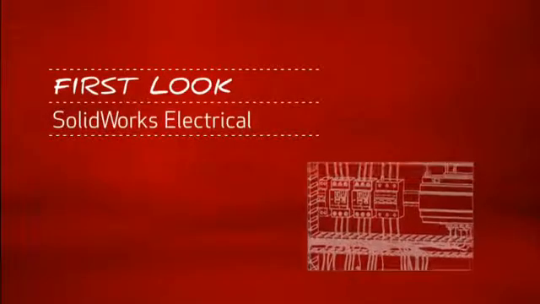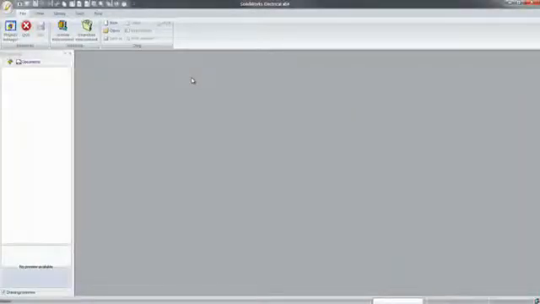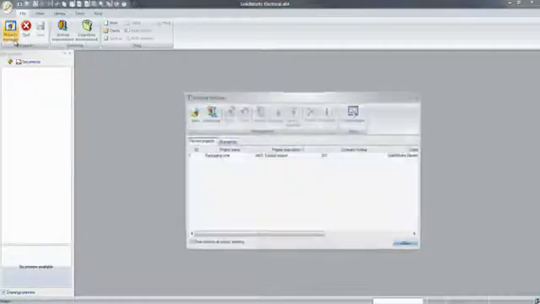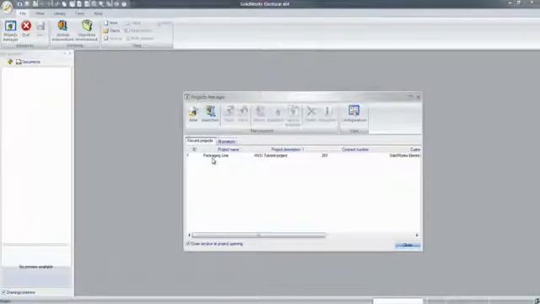This is your first look at SolidWorks Electrical. For companies that design or manufacture equipment with electrical systems, using the right tools is critical. SolidWorks Electrical is powerful schematic design software that includes all the functionality required for electrical engineers to complete their projects.